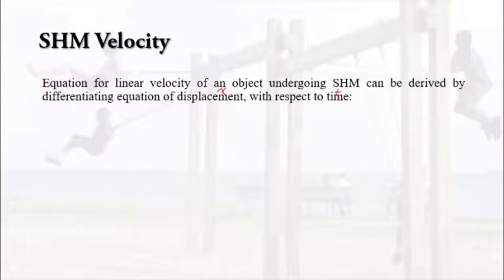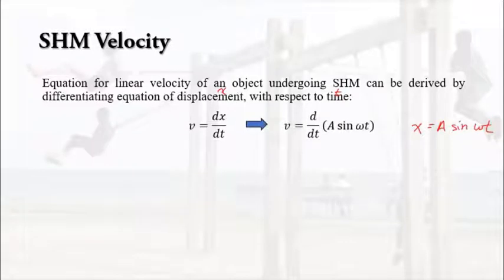So we have v equals dx over dt, and we know that x equals a sine omega t. So when you substitute x into the equation, you're going to get v equals d over dt of a sine omega t. This a sine omega t comes from x equals a sine omega t.